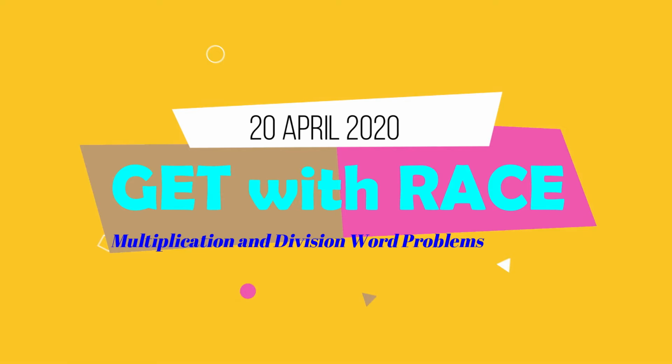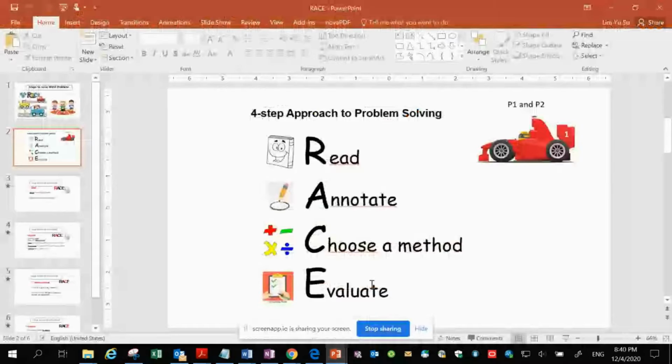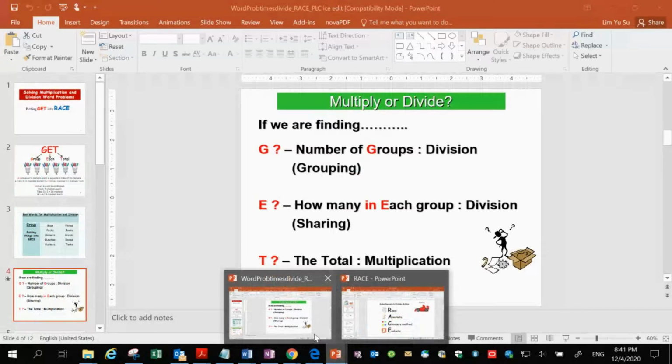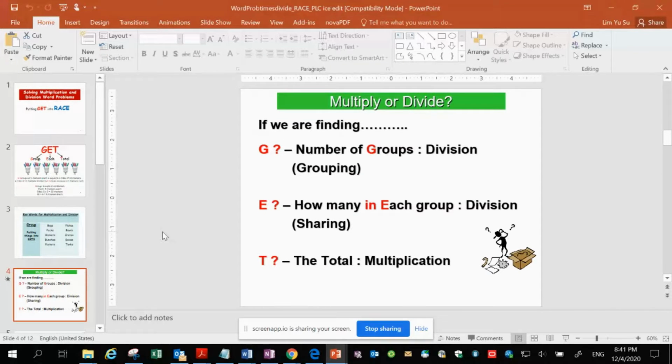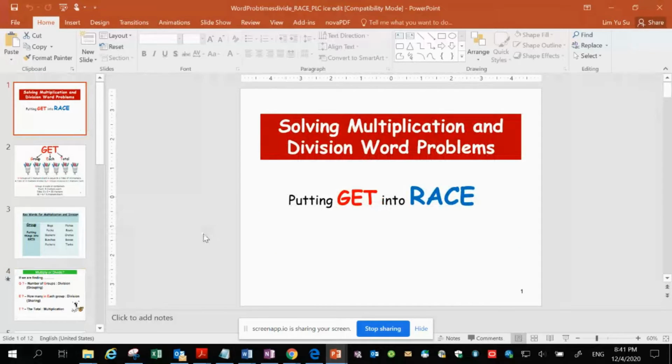Today we are going to solve some multiplication and division word problems. Before we begin, let's do a quick recap of our 4 steps to problem solving. In solving word problems, we have the 4 steps: read, annotate, choose a method, and evaluate. This 4-step approach is for solving all kinds of word problems, including the ones we're going through today, multiplication and division.